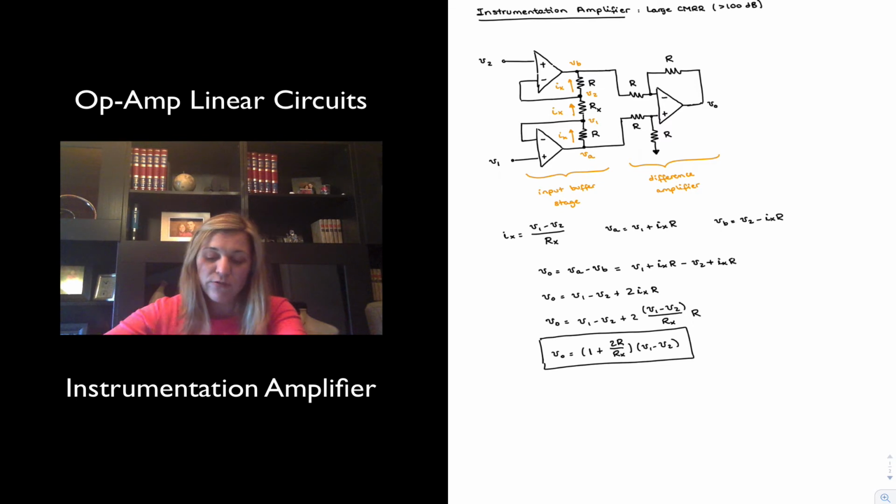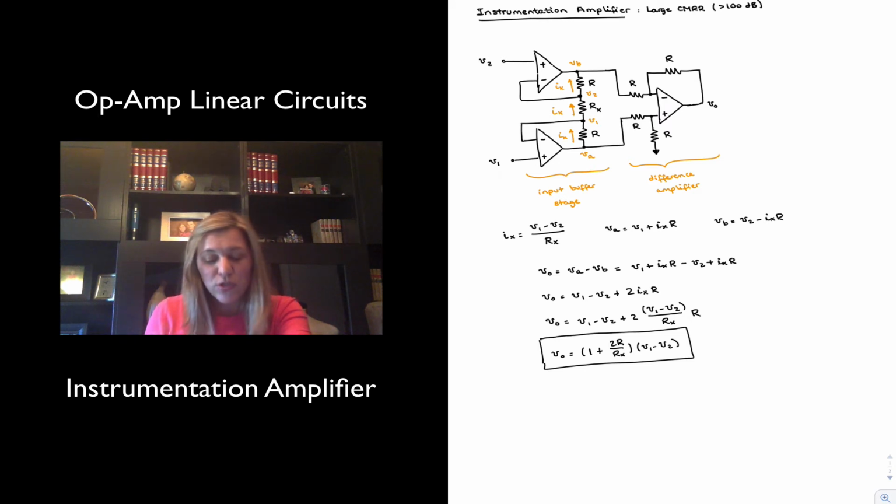Sometimes it's a little bit different. All those resistors aren't always equal to each other. In most cases they are, but sometimes they're not. And in that case, you can typically look in the datasheet of the instrumentation amplifier for an expression for the output voltage.